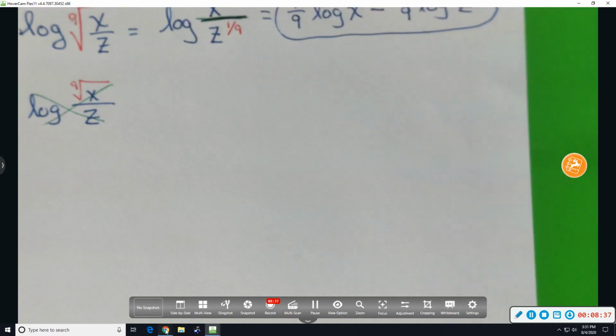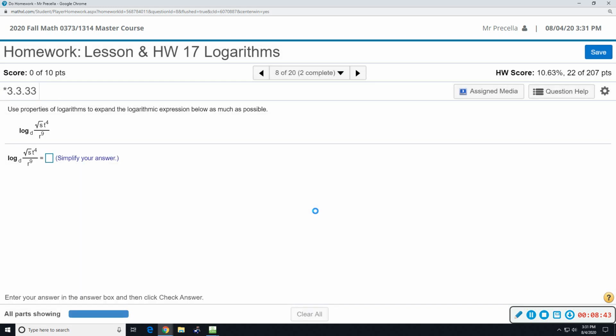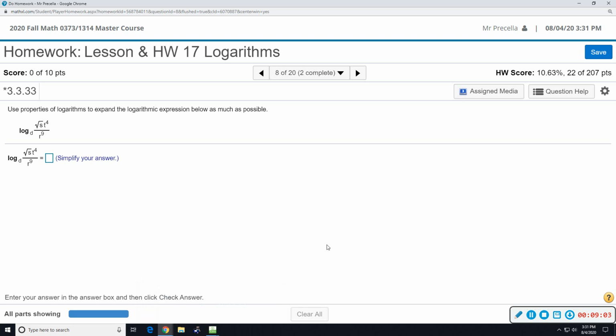Let's see problem number 8. Oh, this is a good one. Write it down. Log base D. Oh, of course, there's a subscript. Fraction. You have an s under a square root. Square root of s, t to the 4th. And on the bottom you have r to the 9th.